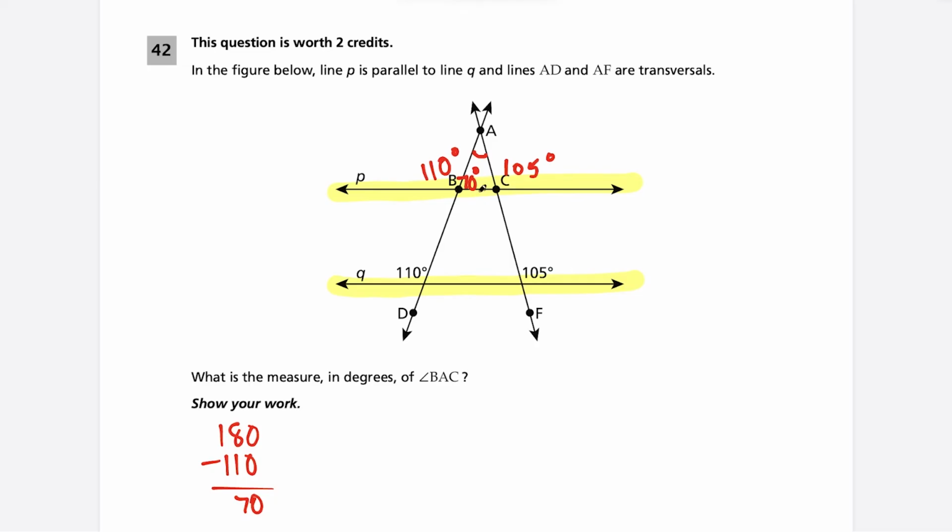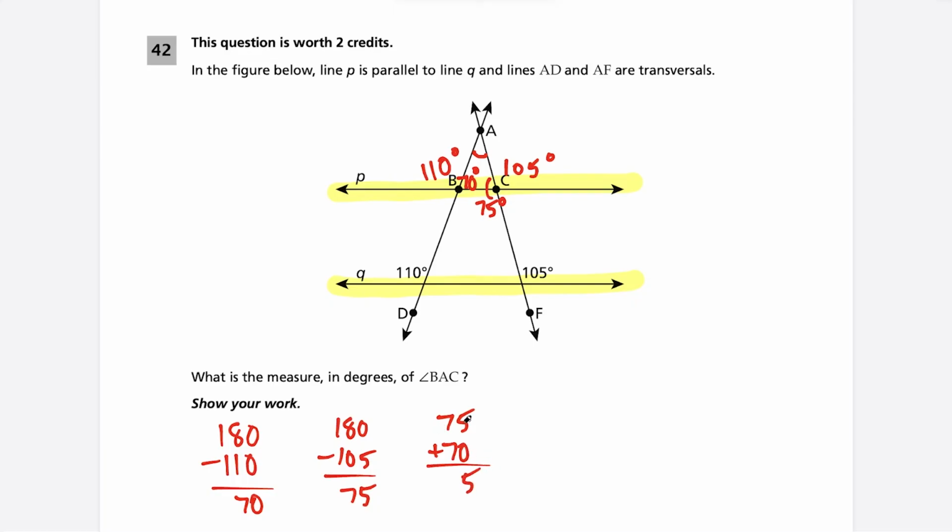And now I could use that same concept over here. If this angle is 105 and I do 180 minus 105, that's going to give me 75, which is going to tell me the measure of this angle over here. This angle is 75 degrees. And now to find the measure of this missing angle inside of the triangle, I'm going to add 70 and 75. So I'll do 75 plus 70. And I'm going to subtract this sum from 180.